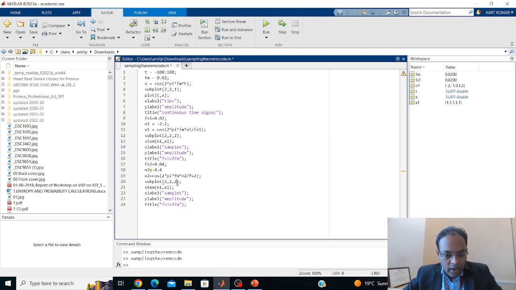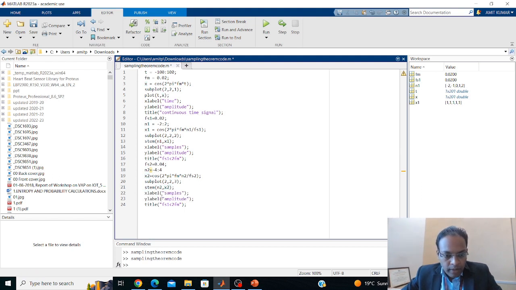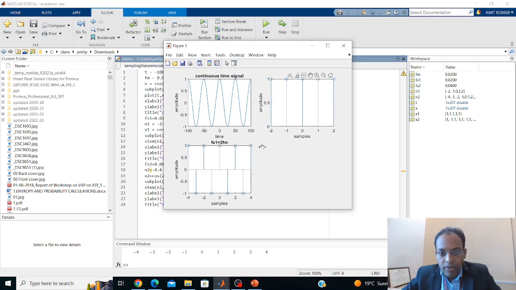So here we want 2 comma 2 comma 3 at the third position, and to plot the graph here we will give stem N2 comma X2, Y label, and here the condition is Fs exactly equal to twice of Fm. Now run this section. Here we will get the graph.